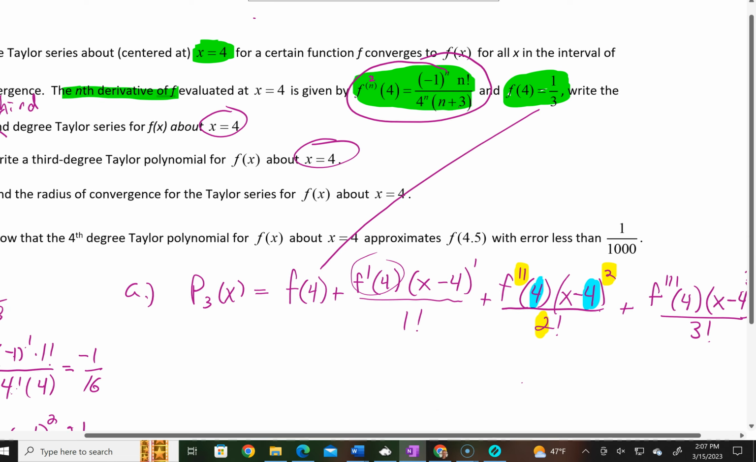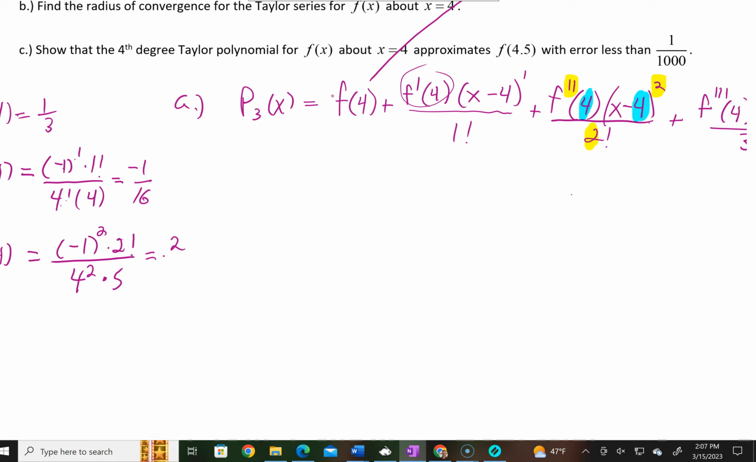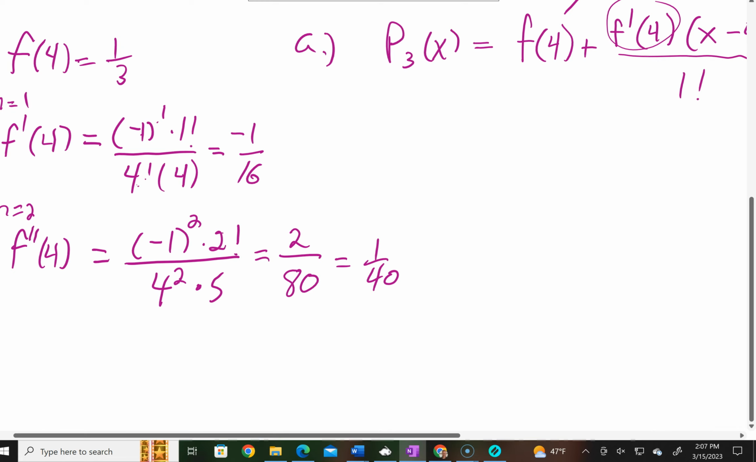And then 2 plus 3 is going to get you a 5. Negative 1 squared is just going to be a 1. 2 factorial is just a 2. 4 squared is 16. 16 times 5 is 80. And 2 over 80, you could say, well, that's 1 over 40. Guys, that's what your second derivative of f, when you plug a 4 in, would equal. We feeling okay with this?